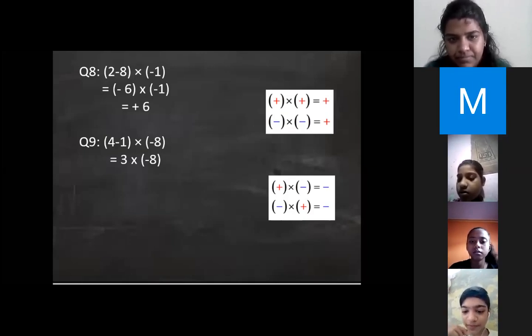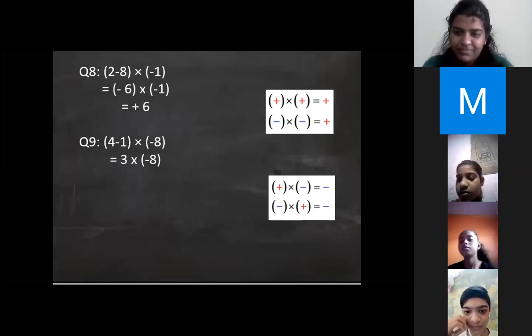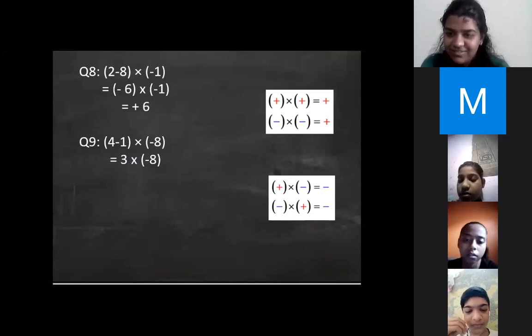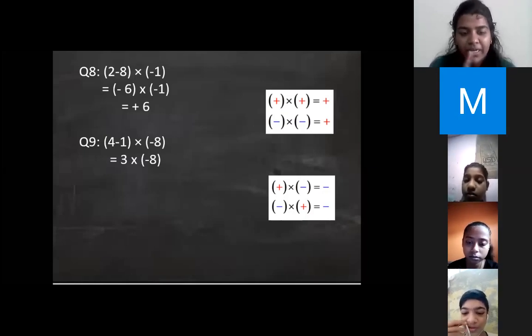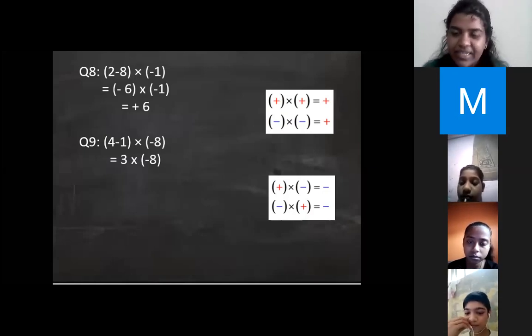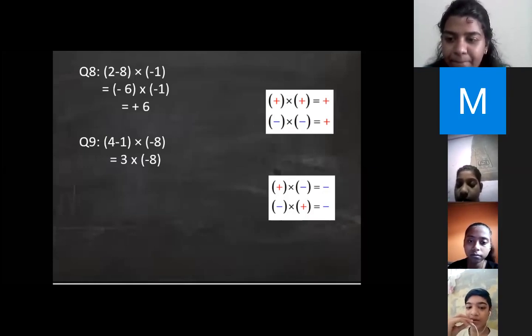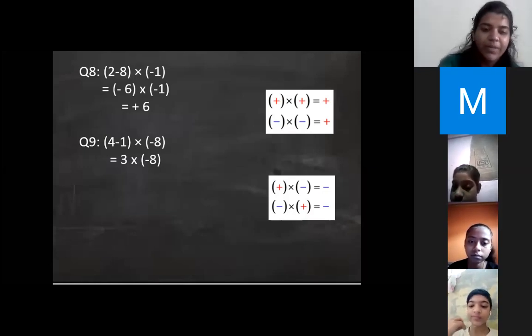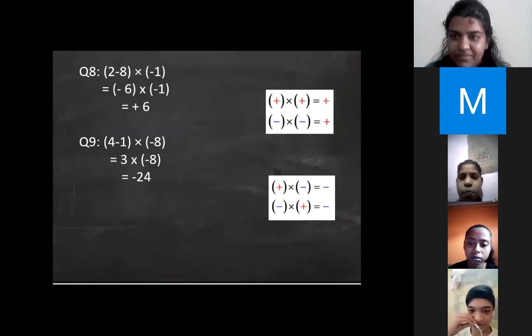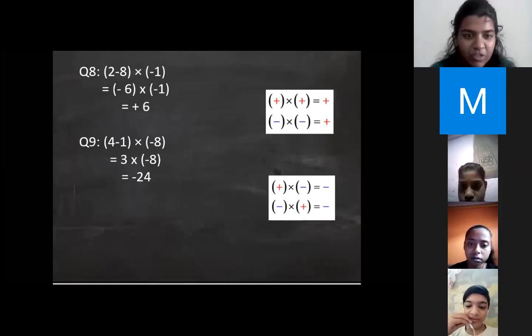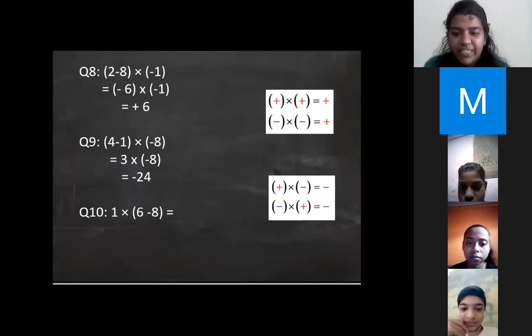27. You sure it's 27? Yes. It's 24. No problem. But will it be a plus sign or a minus sign? Minus. Okay. Why will it be a minus sign? Because 3 has plus and 8 has minus. Okay. Very good. Yes, Shivani, you're next.